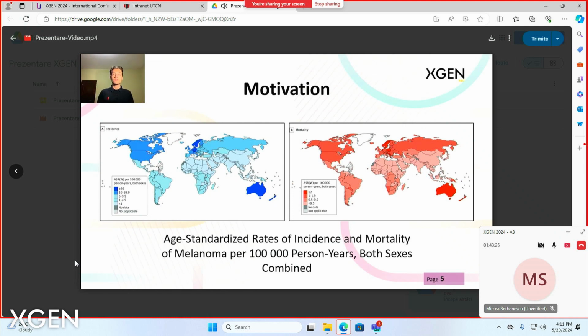On the slide, we see the standardized rates of incidence and mortality of melanoma per 100,000 person-years for both sexes combined. Although in Romania the rates of incidence are pretty low compared to other countries in Europe, the rates of mortality are significantly higher than our neighbors. This discrepancy highlights a significant problem with early detection and treatment of melanoma cases.